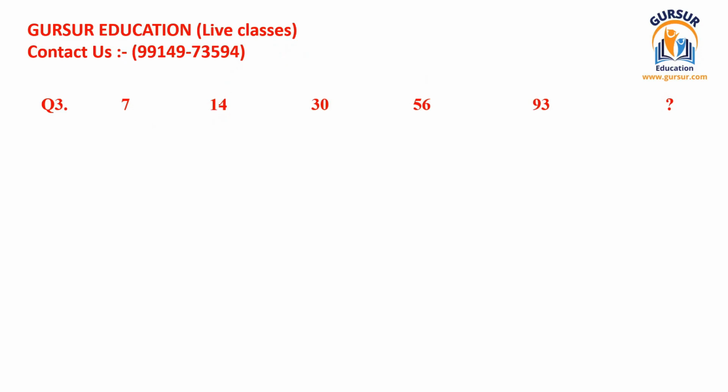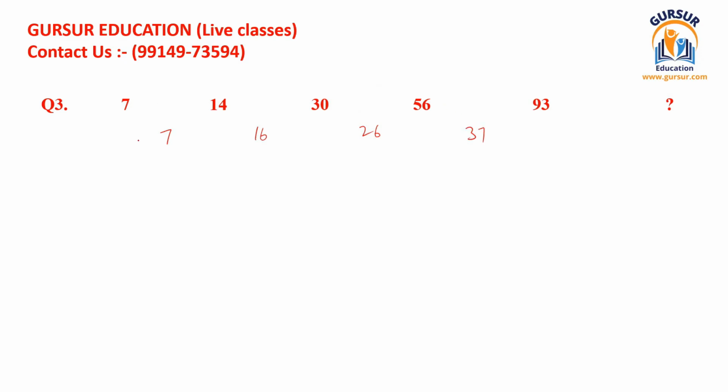If you have gone through it, the method of differences is very easy to understand. So when we reduce 7 from 14, we get the value of 7. When we reduce 14 from 30, we get the value of 16. And when we reduce 30 from 56, we get the value of 26. And when we reduce 56 from 93, we get the value of 37. All right, we have understood that.